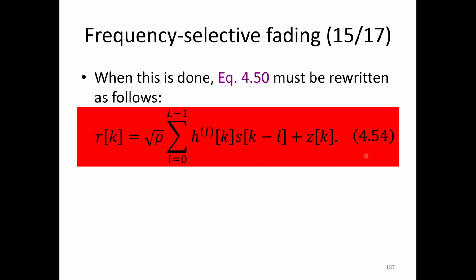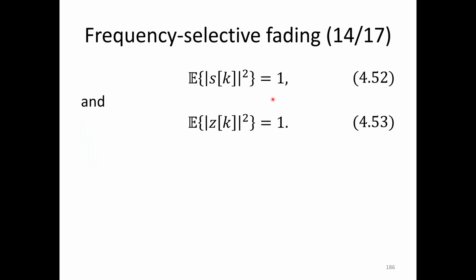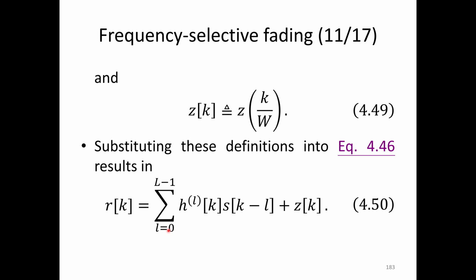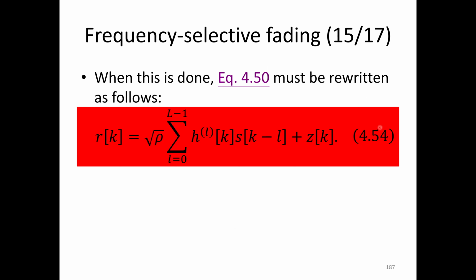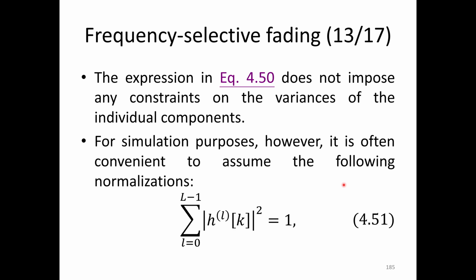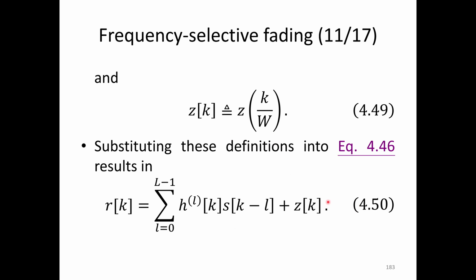So let us compare this equation and equation 4.50. You can see that the only difference between these two equations is that equation 4.54 has a term, the square root of rho before the summation. But equation 4.50 does not have the term square root of rho before the summation.